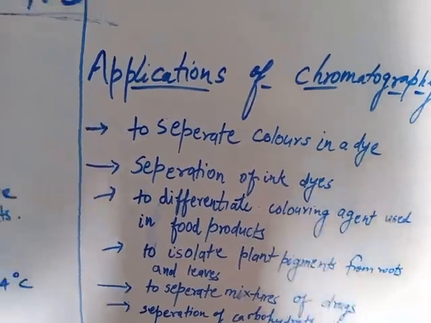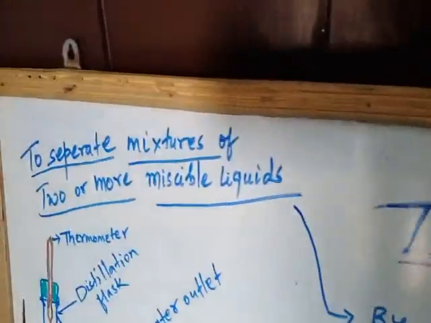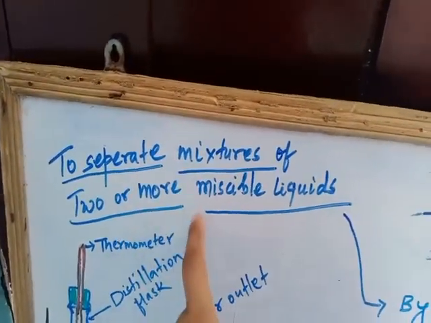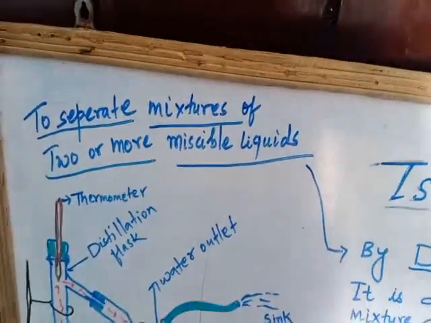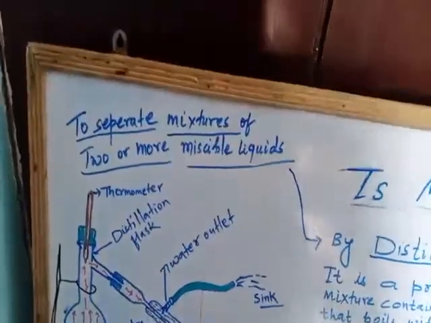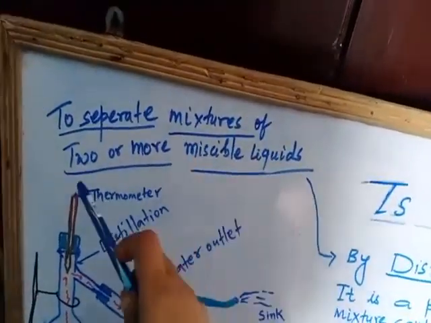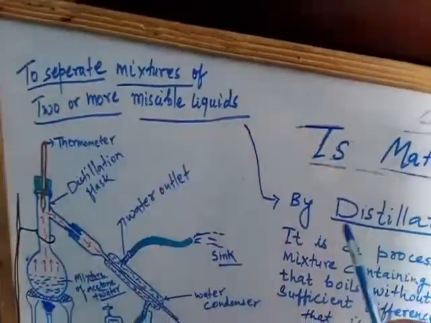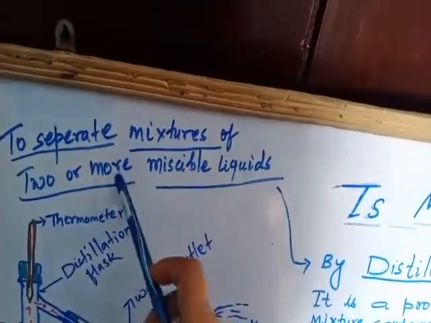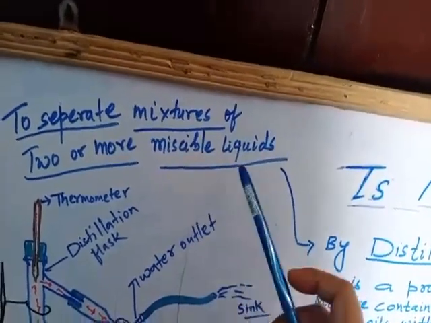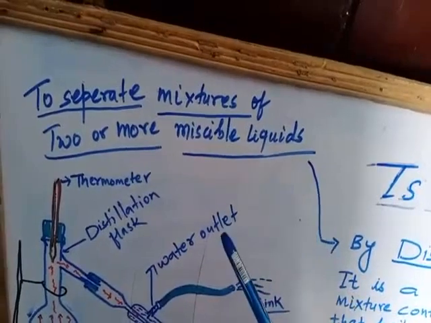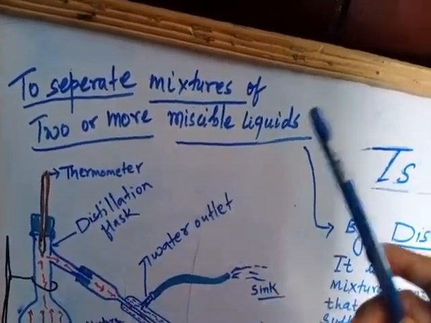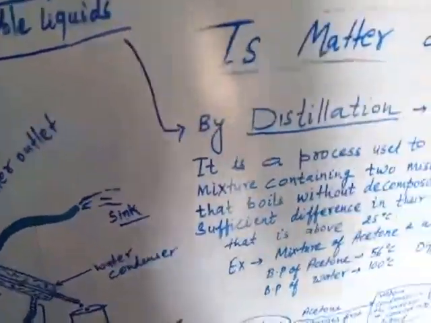Now we will see the next separation, that is separation of a mixture of two or more miscible liquids. To separate mixtures of two or more miscible liquids, we use the distillation process. So students, you would know what we mean by miscible liquids? Miscible liquids are the liquids which are soluble with each other. So those miscible liquid mixtures can be separated by different distillation processes.